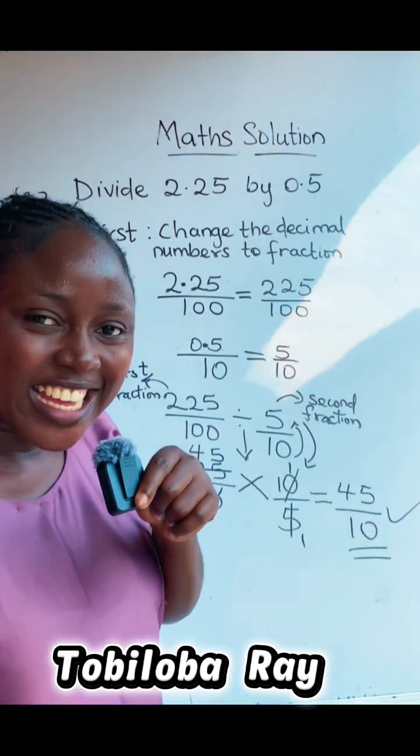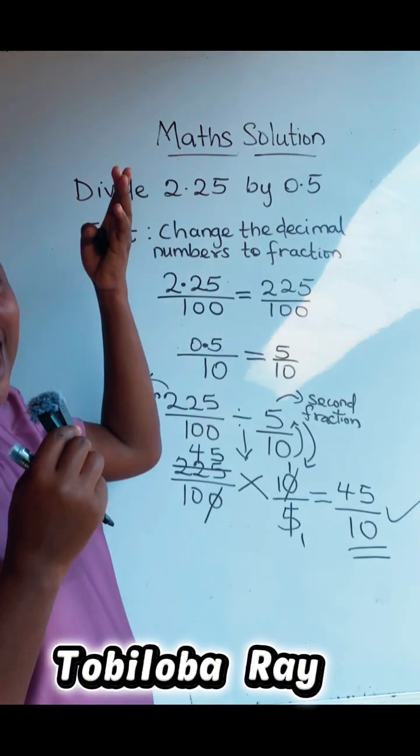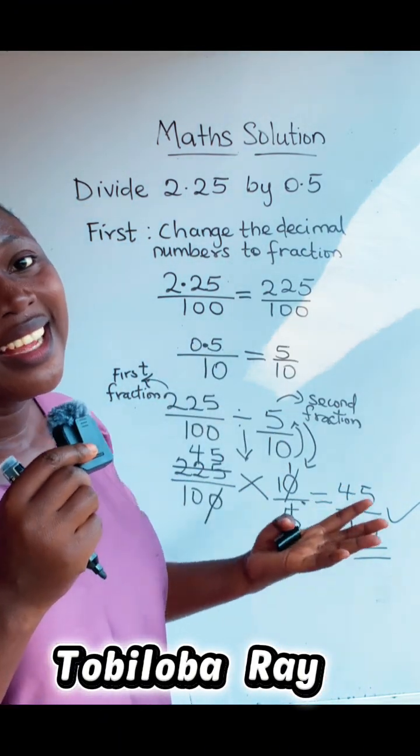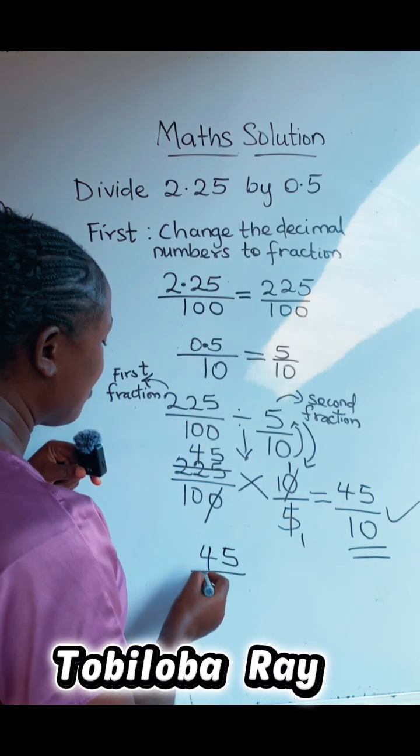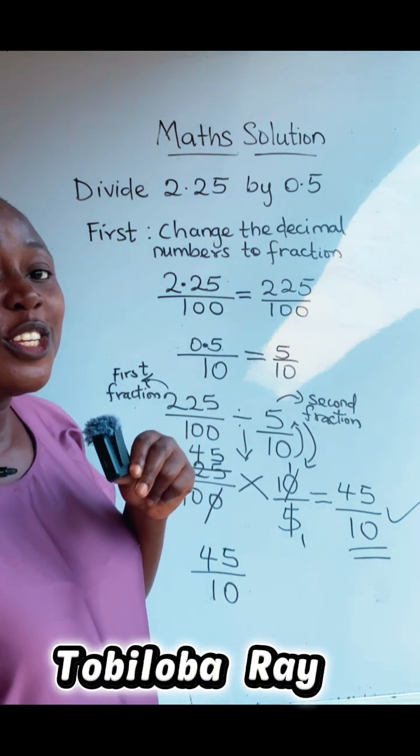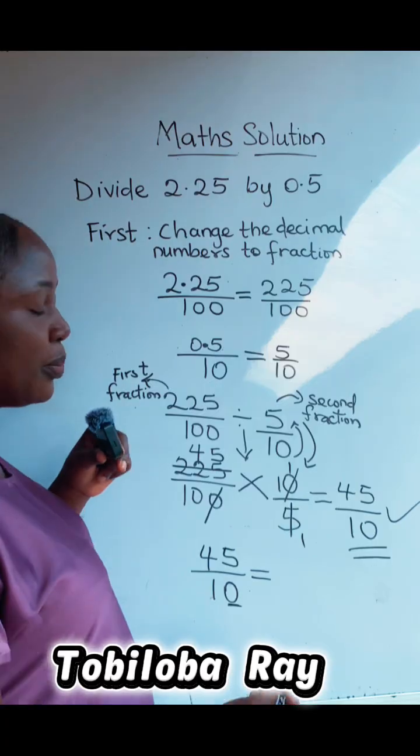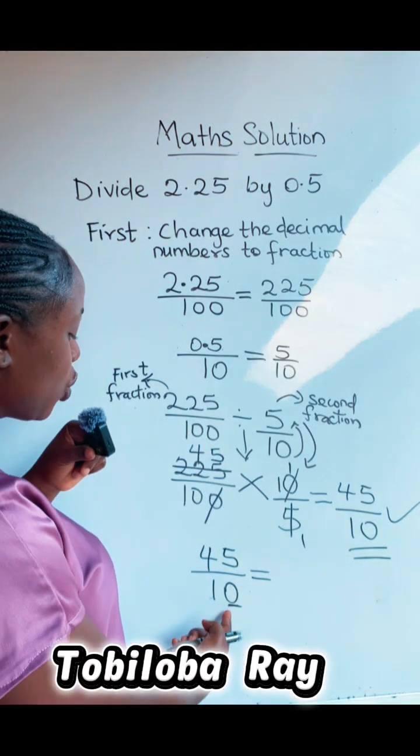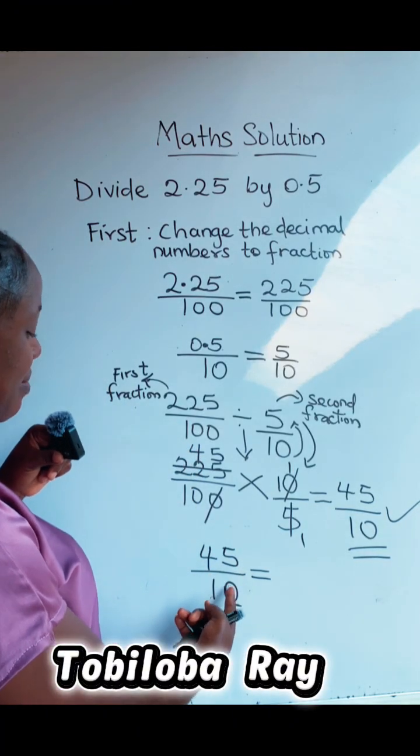or we decide to also change it back to a decimal number. Now, how do we change 45 over 10 to a decimal number? Let's get right in. So we have 45 over 10. An easy way to change 45 over 10 to a decimal number is to look at your denominator. How many zeros do you have at your denominator? We have just 1. So because we are dividing, it is 45 divided by 10.